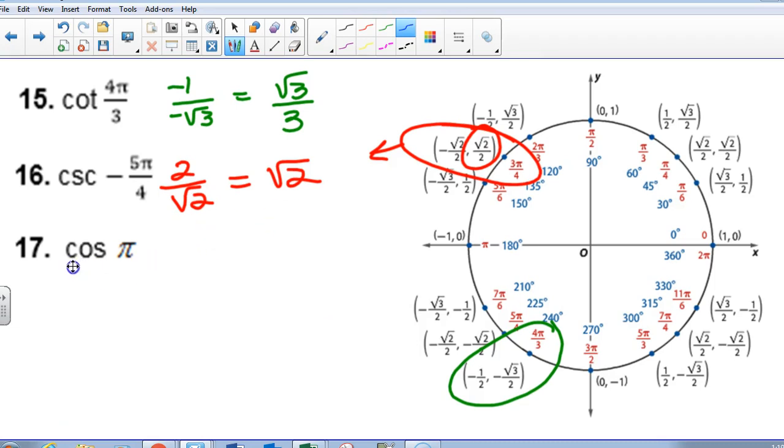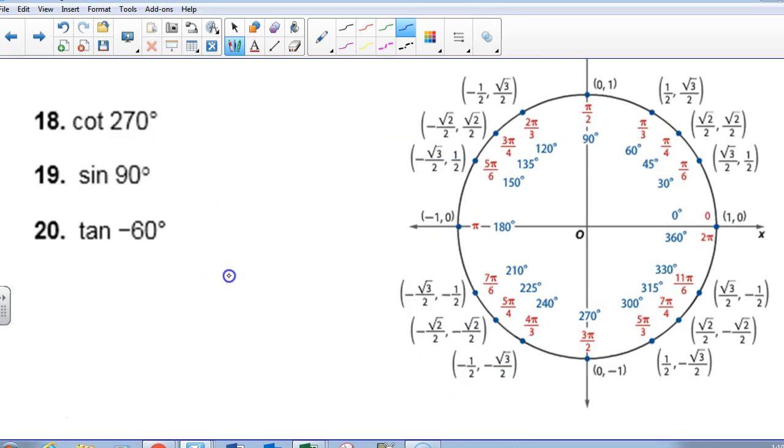And this should be the easiest thing ever. Cosine is x. What's the x value? Over 0. No, it's cosine. You don't put over anything. It's just the x. So it's 0. So 0 over negative 1?